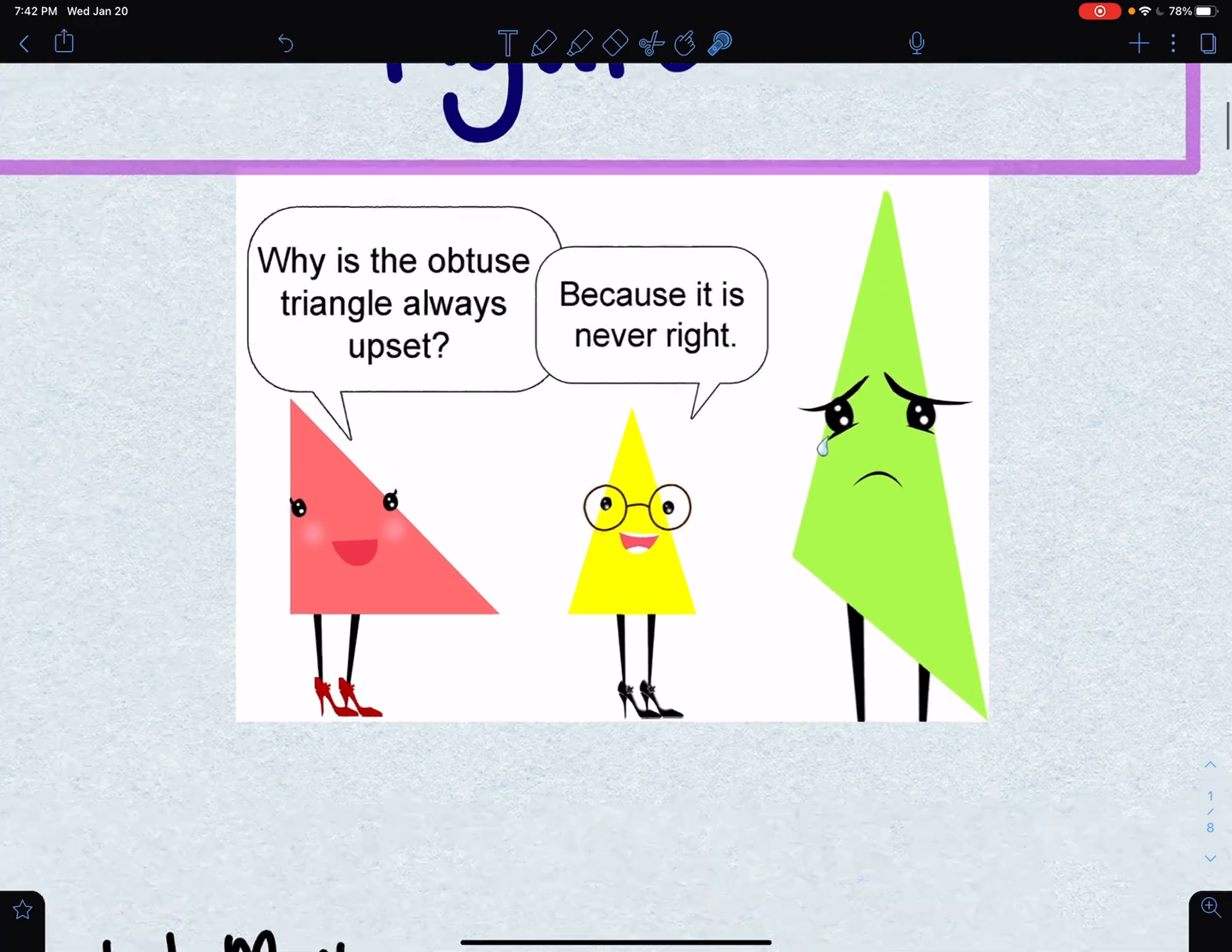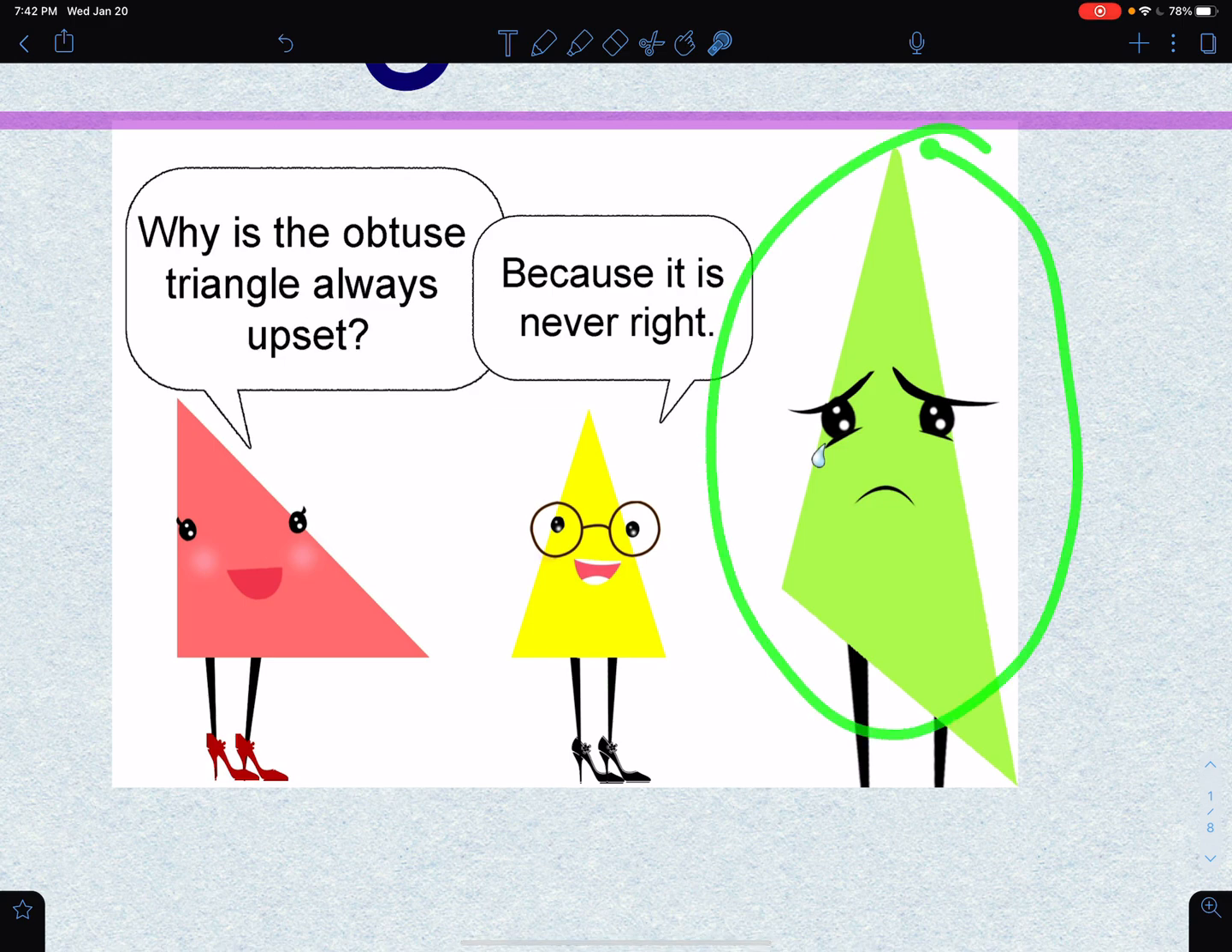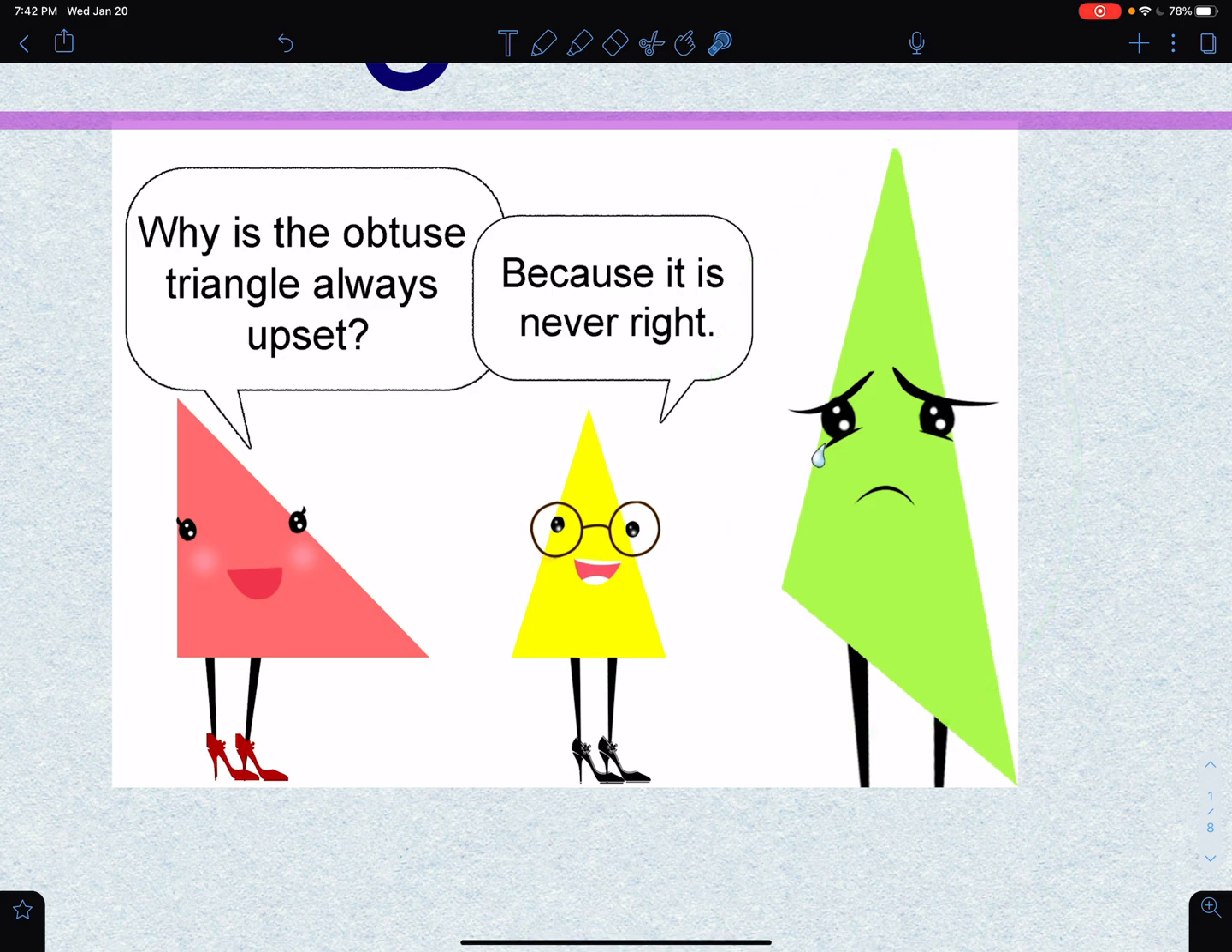But first, let's look at this cartoon. This triangle here is saying, why is the obtuse triangle always upset? Because it is never right. Oh, and look at the obtuse triangle. So it's obtuse because it has this big angle right here.